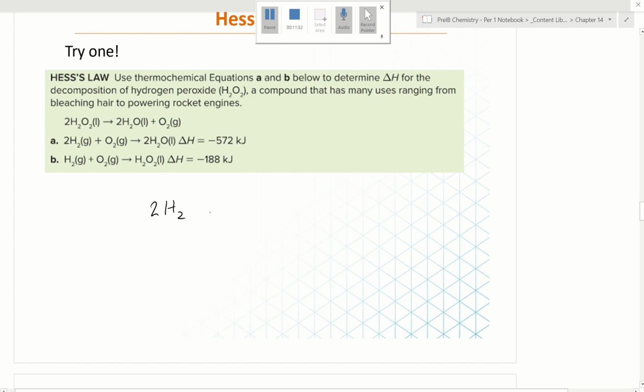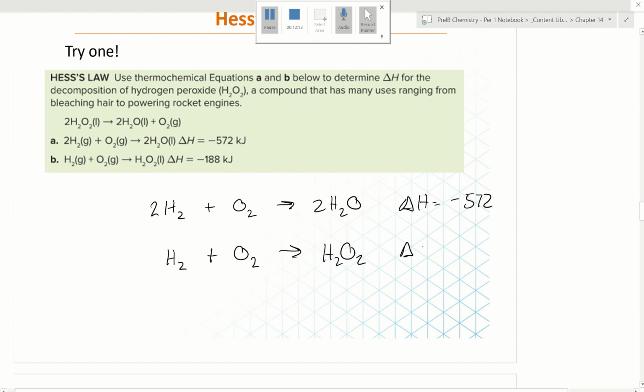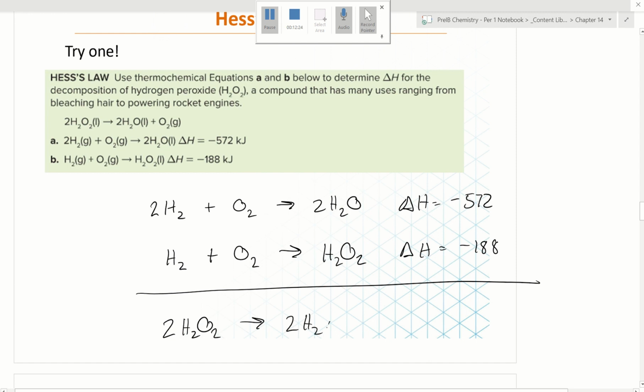So I'm going to take 2H2 plus O2 yields 2H2O with a delta H of negative 572. I like to leave space just in case I have to flip. I can have room to write. So I have H2 plus O2 yields H2O2 with a delta H of negative 188. And then I'm going to draw a line, and then I'm going to say 2H2O2 yields 2H2O plus O2, and I want to know what is the delta H of that.